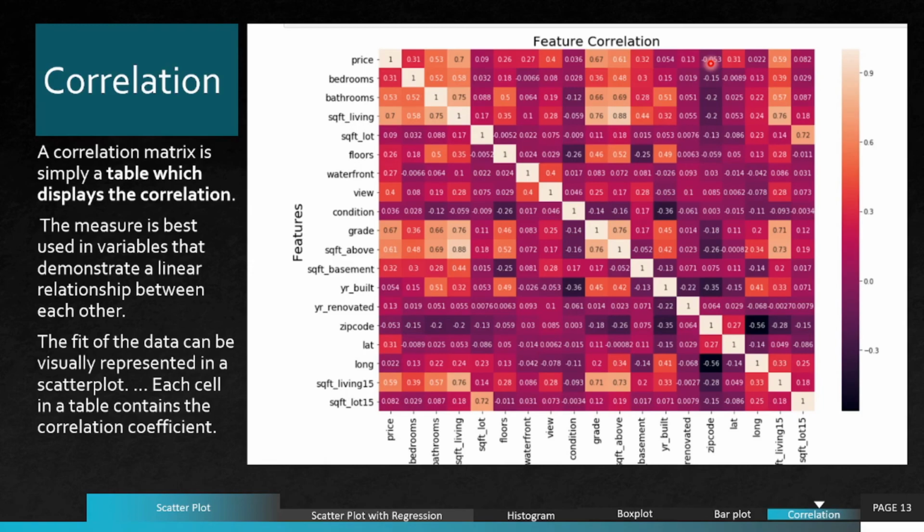The less correlated ones are, say, what is this? Square foot lot. So it is less correlated with price. So the correlation map gives a very easy way to understand the correlation between various variables in a data set.